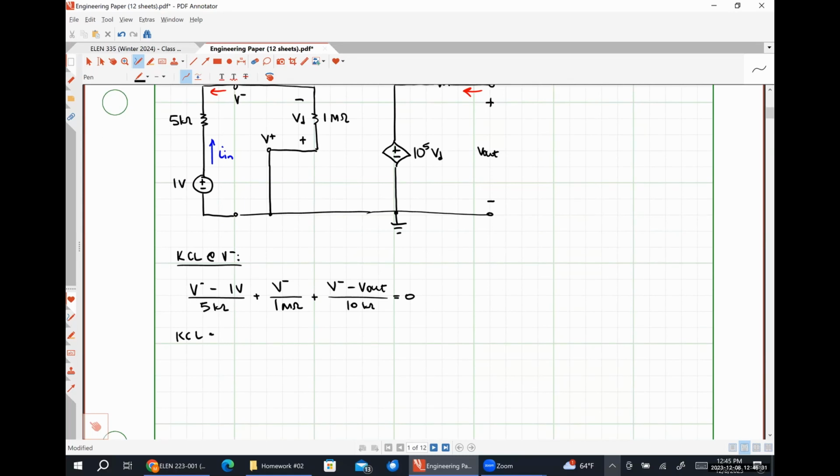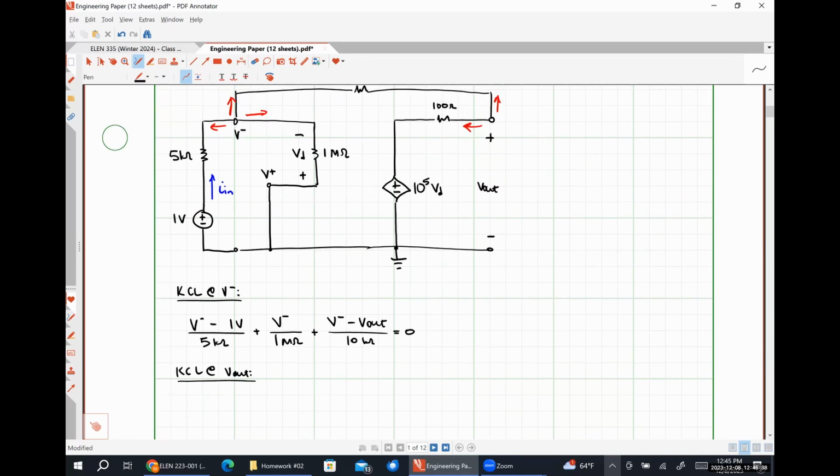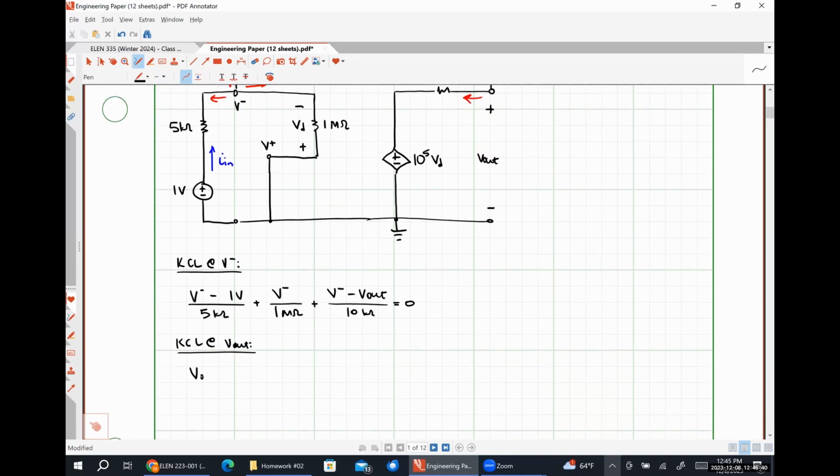And KCL at my output node is going to give me (V out minus V minus) over 10 kiloohms, plus (V out minus 10 to the 5 VD) divided by 100 ohms.